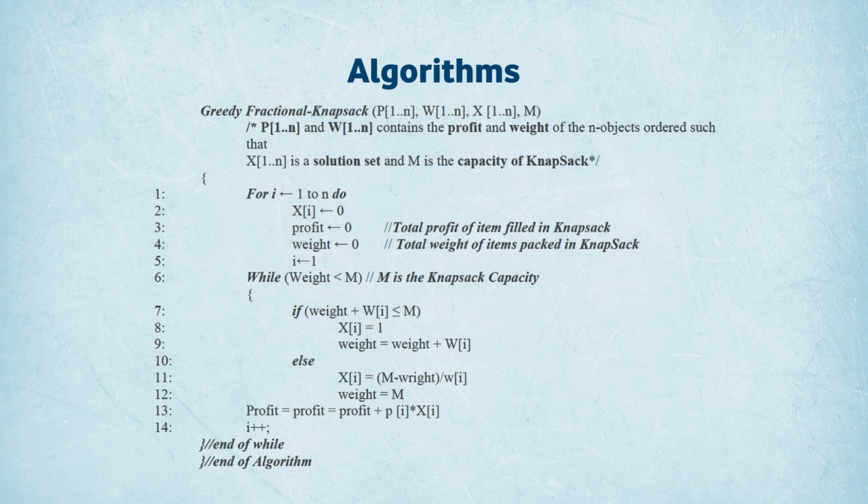So what do I mean? If it is not, the else part will be executed. Now x will be m minus weight, divided by the weight of i. So it means that you are adding a fraction of this item into the knapsack. In the end, that weight will become m, and you will add the profit, and in the end you will get the profit based on the method. So this is the simple algorithm of fractional knapsack that is followed.